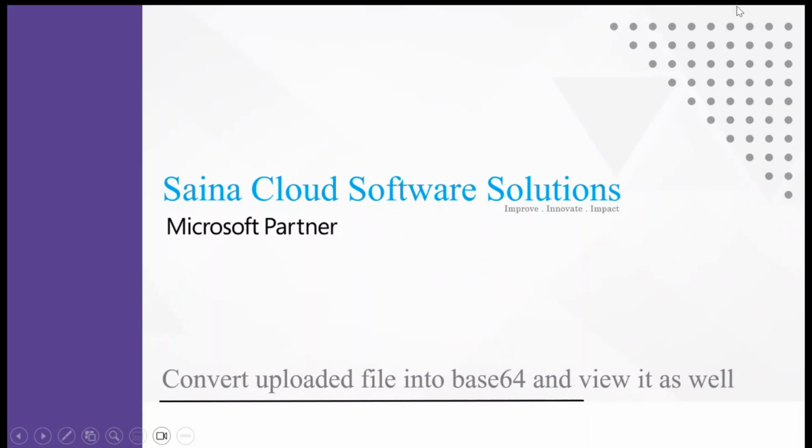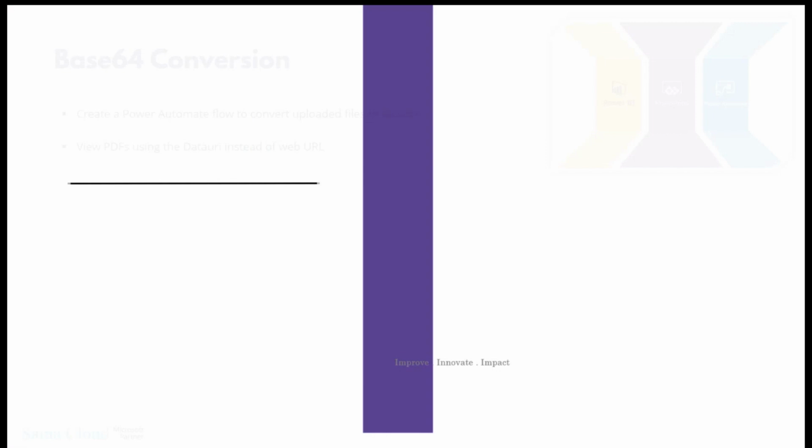Hello everyone, good morning. In today's webinar, I'll be explaining how to convert an uploaded file in Canvas app into base64 using Power Automate, as well as how you can view it in Canvas app, whatever you upload in the file upload or content control. For that, there are two things to specify.